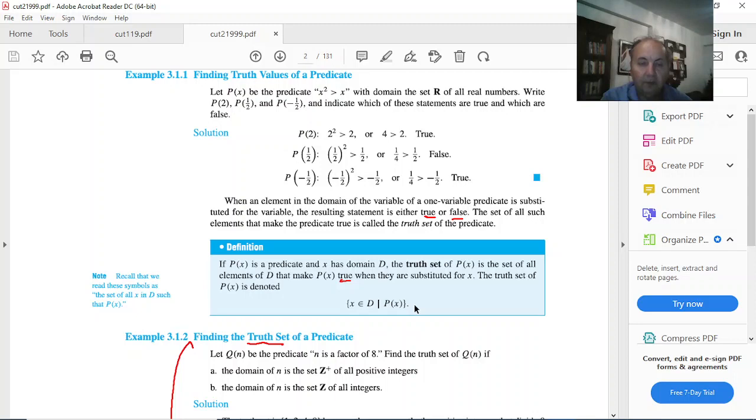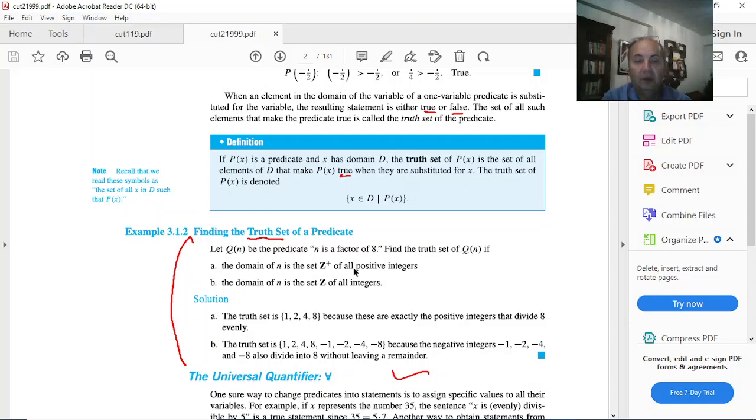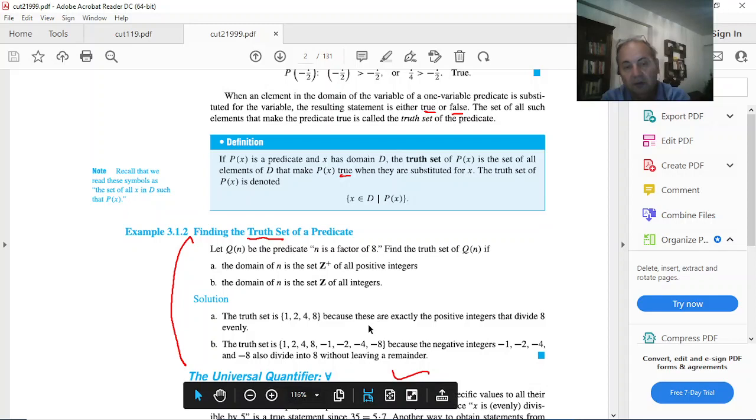For example, finding the factors of 8, if Z plus is all positive integers, or Z is all integers. In the case of all positive integers, it's very easy. What are the factors of 8? 1, 2, 4, 8, just that. Very simple. For all integers, including the negative ones, we have to add them up: minus 1, minus 2, minus 4, minus 8 are also factors of 8. When you multiply minus 1 and minus 8, you get 8. When you multiply minus 2 with minus 4, you get 8. A kind of factorization.